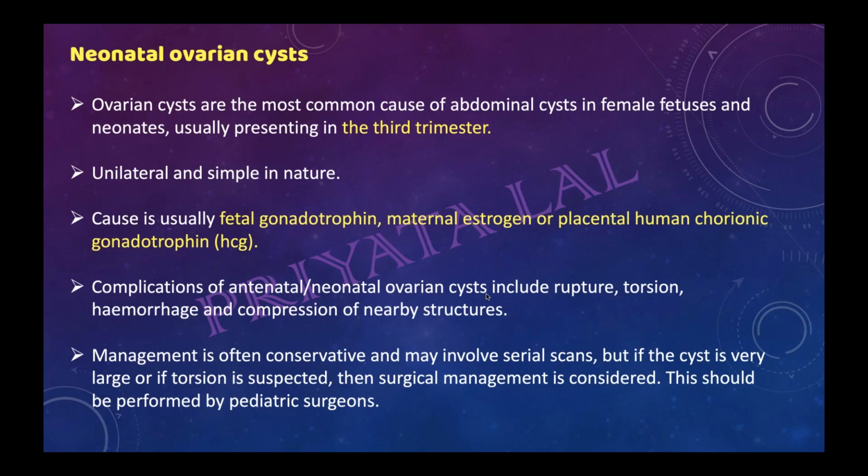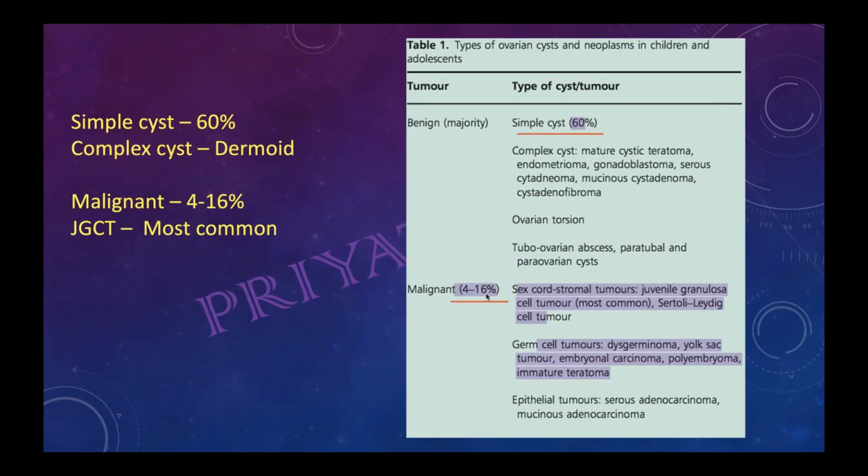Usually, we are not doing anything. Management is conservative. We just need to follow with the serial scan. But if they are very large, if torsion is there, then if any emergency, then consideration for surgical management. Yes, it has to be done by pediatric surgeons. So you may get some SBA question from this part. So I put it here.